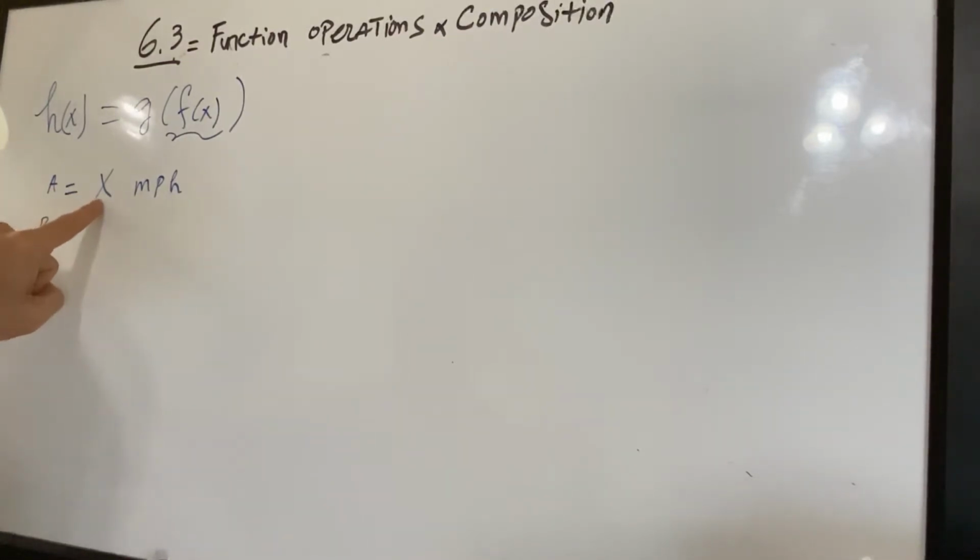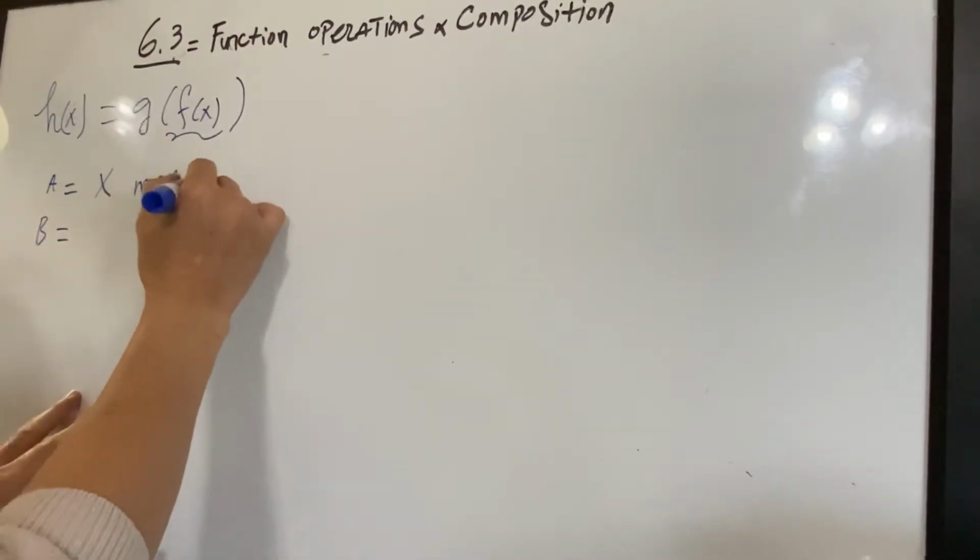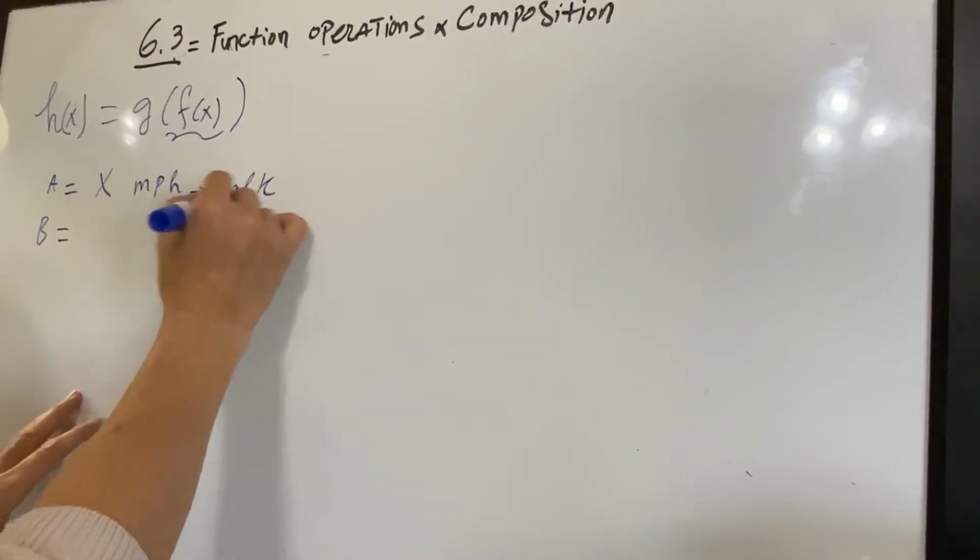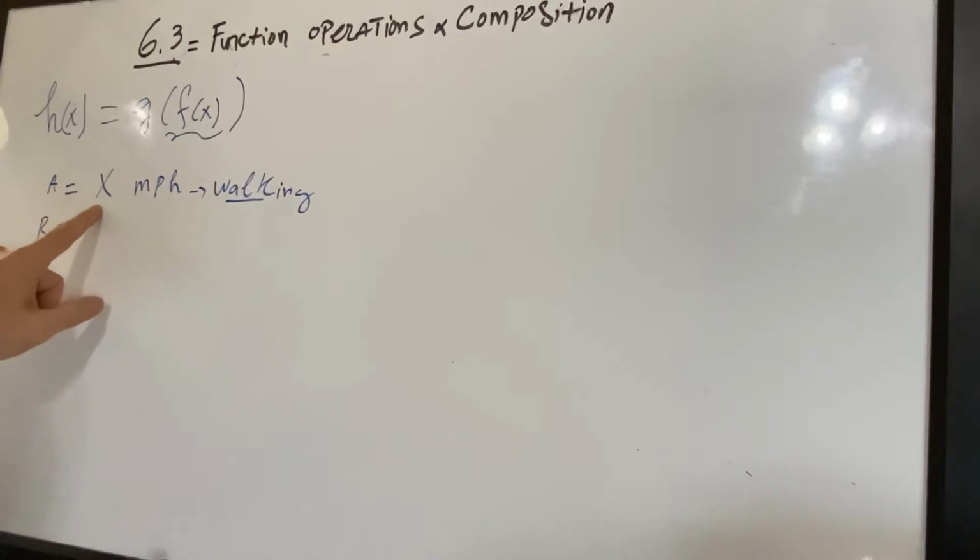Student A is walking with x miles per hour. I don't know how many miles per hour, but I just call it x miles per hour. Okay? Now, student B, this guy or this gal, runs. This student B runs twice the speed of student A.